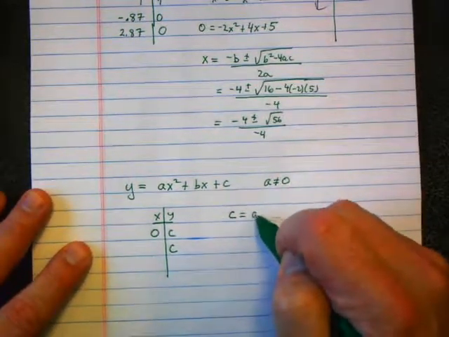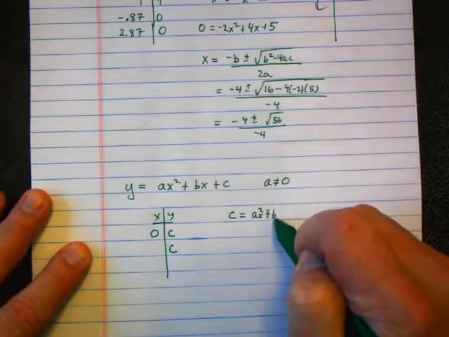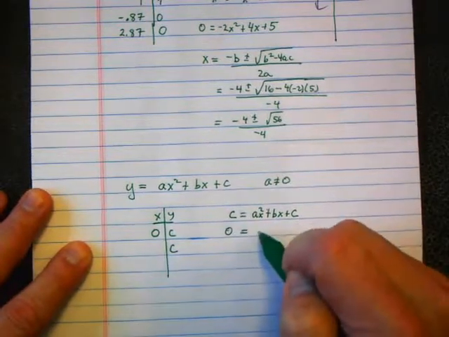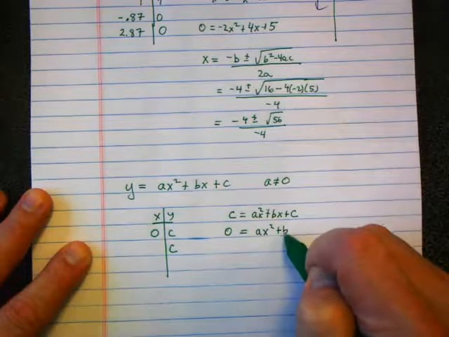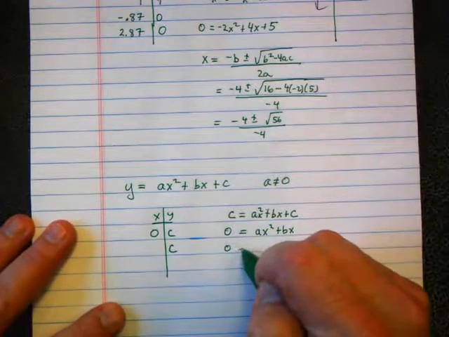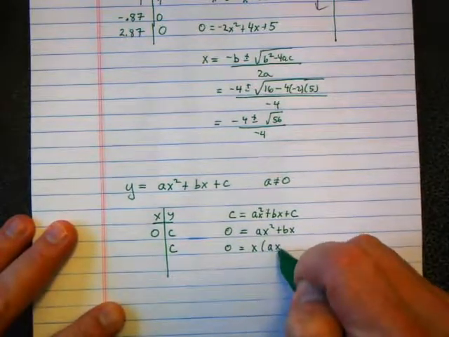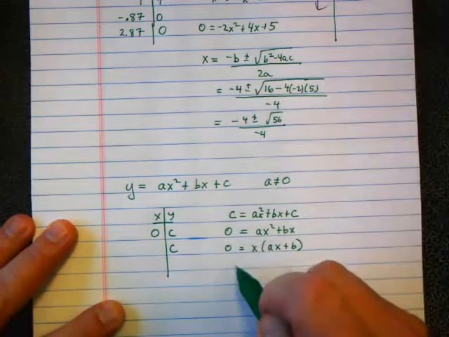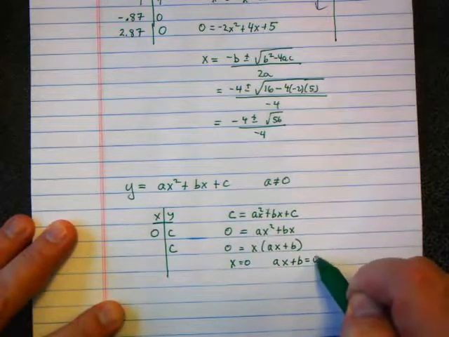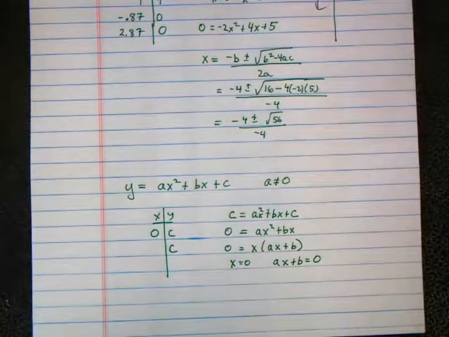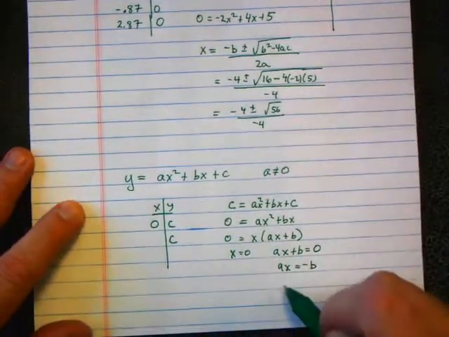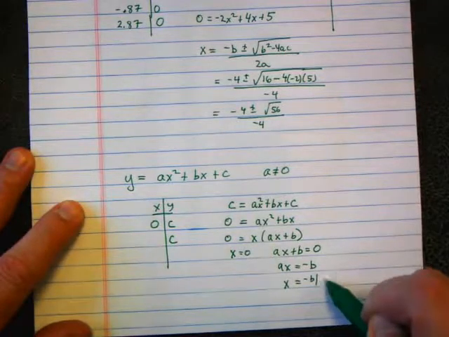c equals ax squared plus bx plus c. And I subtract the c on both sides, and it goes away. It's really nice. ax squared plus bx. I can factor out an x. x times (ax plus b). This one gives me x equals 0. And then I have ax plus b equals 0. Subtract the b. ax equals negative b. x equals negative b over a.